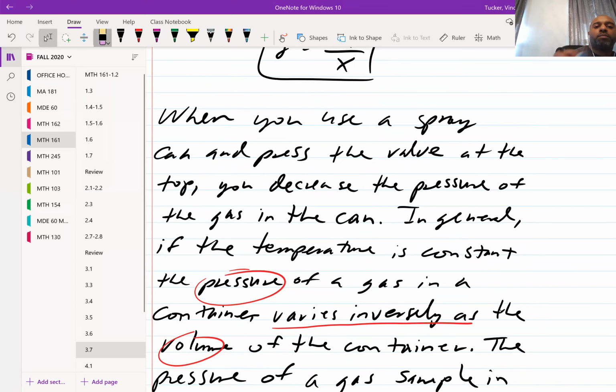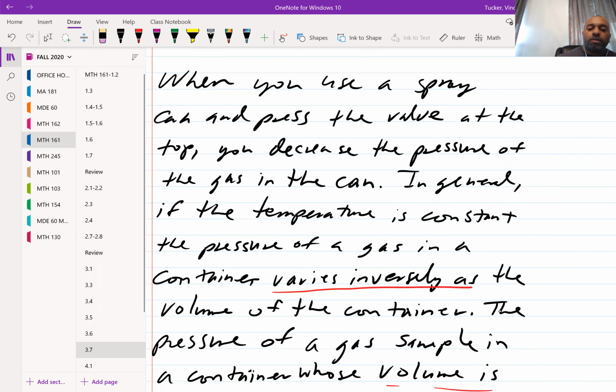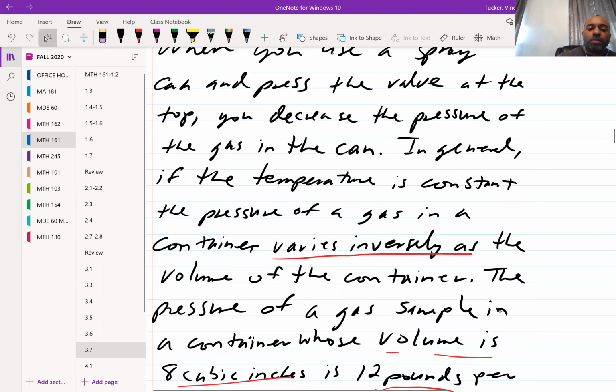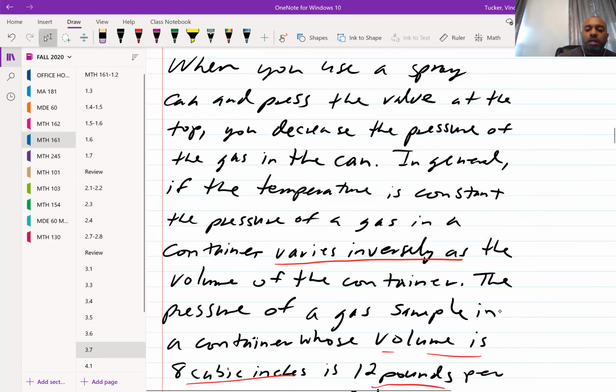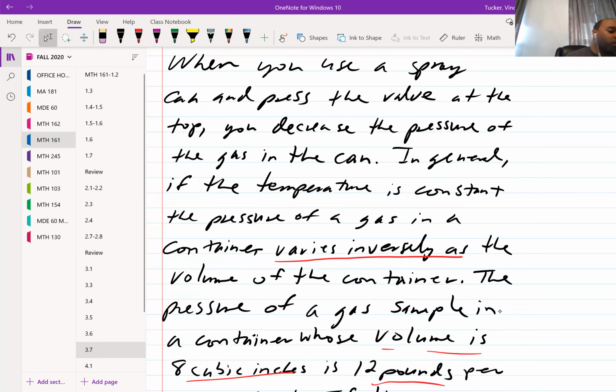So next problem. It says, when you use a spray can and press the valve at the top, you decrease the pressure of the gas in the can. In general, if the temperature is constant, the pressure of a gas in a container varies inversely as the volume of the container. Give you a chance to write that for those who want to write it. Then I'll scroll down.